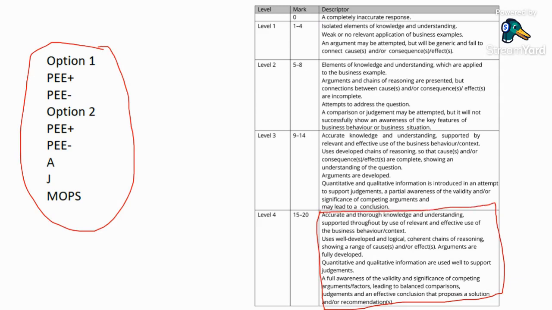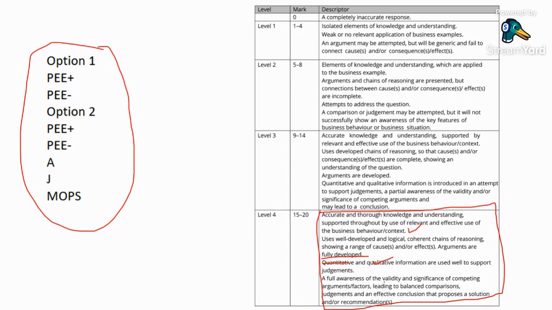Was the knowledge accurate and thorough? Was it in context? I hope so. Were there a minimum of 3 chains of argument? Hopefully 5, because we want fully developed. We'll talk more about that in class and in future preps. Was there any quantitative data? Were we doing maths? Well, there wasn't in the case study, so we're not going to worry about that for now. But was there qualitative information used to support the judgments? Hopefully.